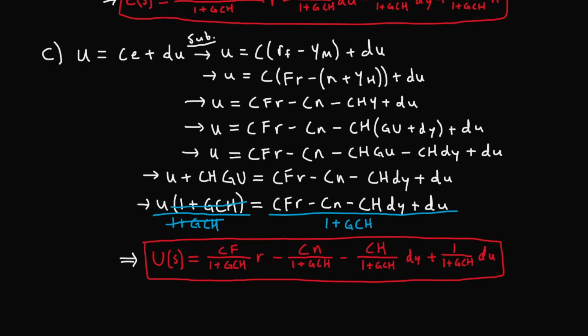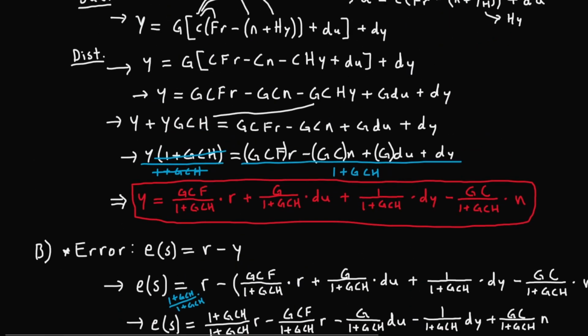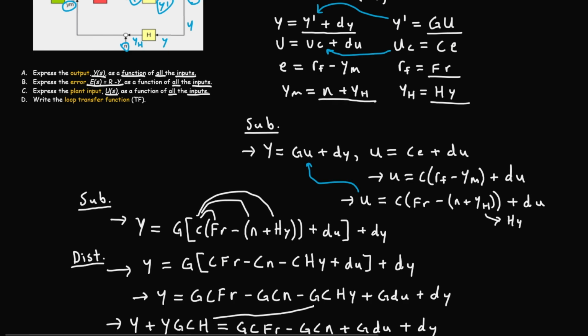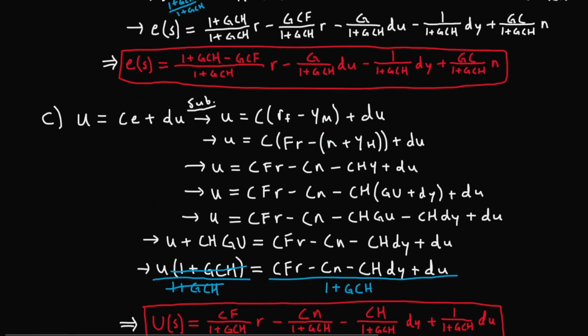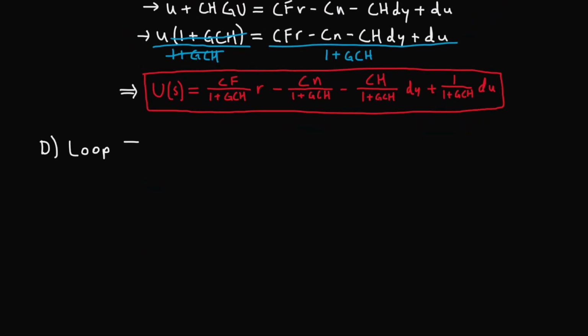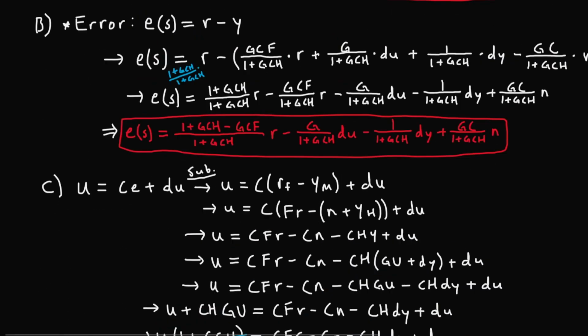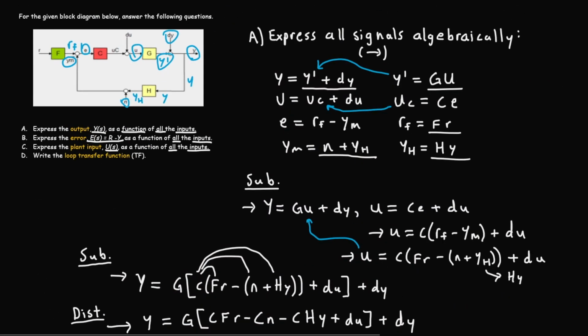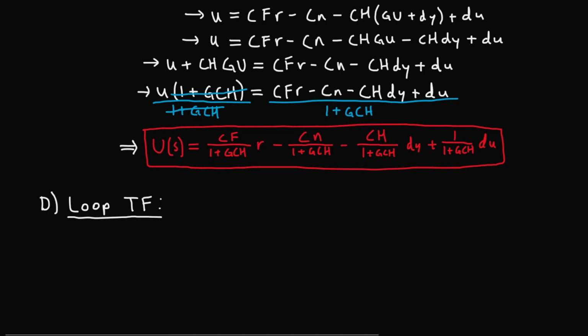which completes part C. Lastly, moving on to part D, we are asked to write the loop transfer function. And so that is basically going to be the transfer function that exclusively represents the loop of the system, which, as you can see here, it includes blocks C, G, and H. And so that is simply CGH.